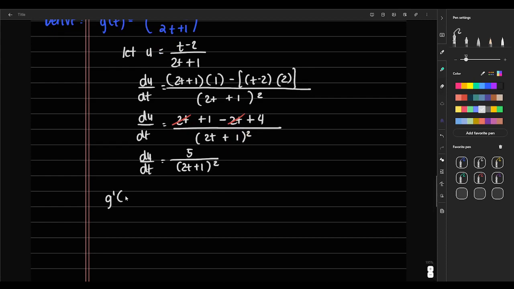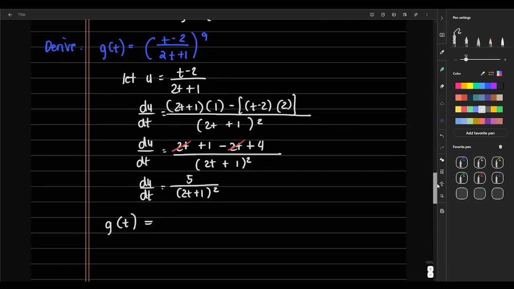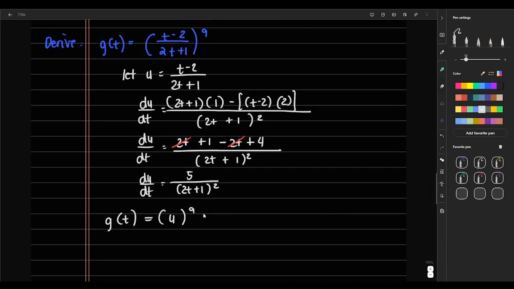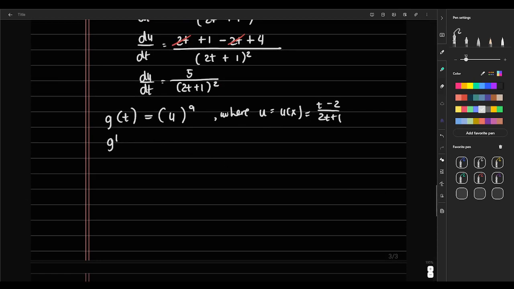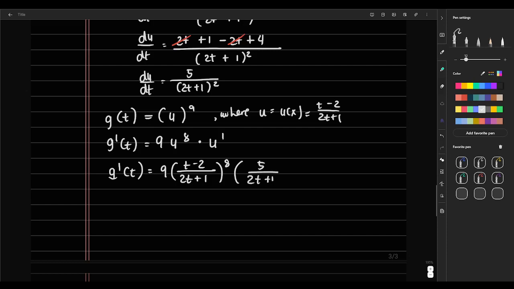So g of t, let's not derive first, would be equivalent to u raised to the power of 9, where u is a function of t, which is equivalent to t minus 2 all over 2t plus 1. So that gives us g prime of t of 9u raised to the 8th power times the u prime. Then copy the value of u, which is t minus 2 all over 2t plus 1, to the power of 8 times 5 all over 2t plus 1 quantity squared.